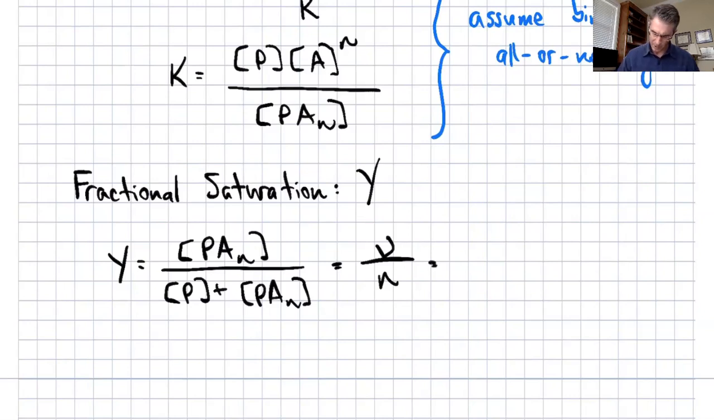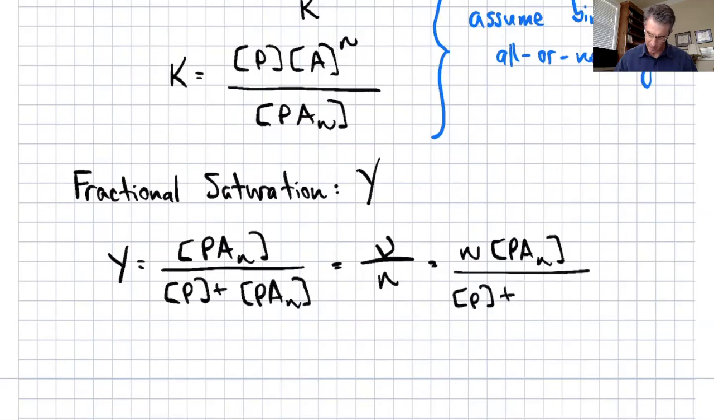Which would be equal to just N times the concentration of PA to the N divided by the concentration of P plus the concentration of PA sub N, right? Because that's our old definition, divided by N, right? So this first part would be equivalent to the degree of binding divided by N. You essentially get the fractional saturation.